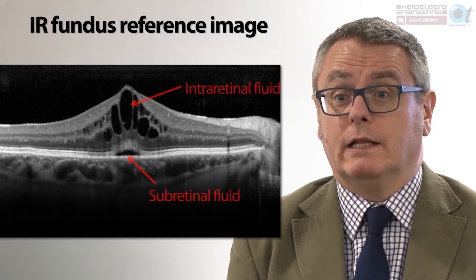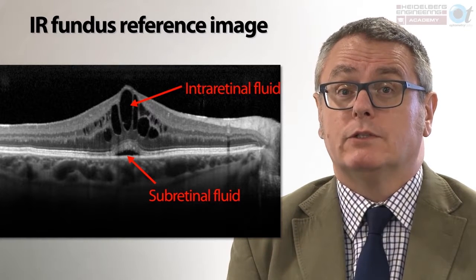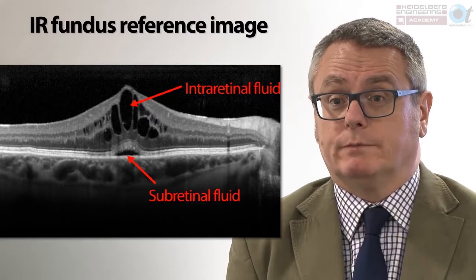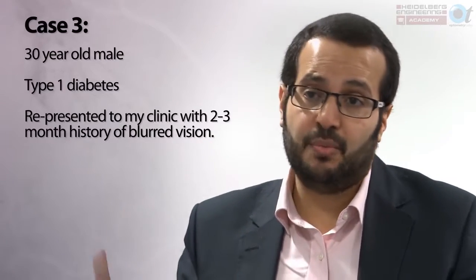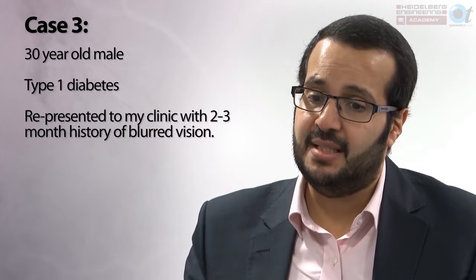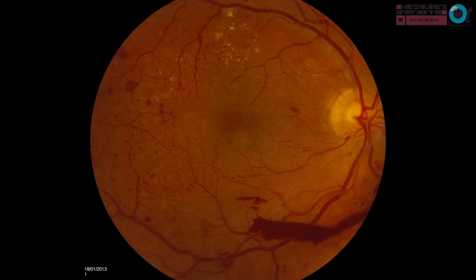And again, clearly we can see intraretinal fluid and subretinal fluid on the OCT cross-section. I'd like to just emphasize this with a case of a 30-year-old patient, type 1 diabetes, who represented to my clinic with a 2 to 3 month history of blurred vision. This was his color fundus photograph.